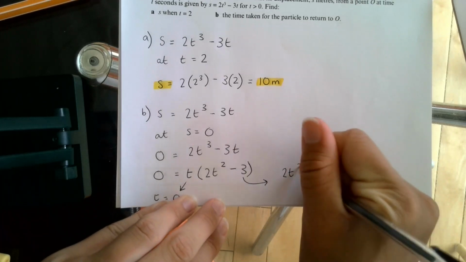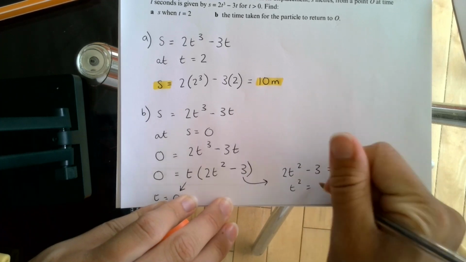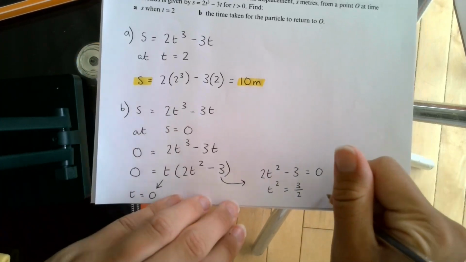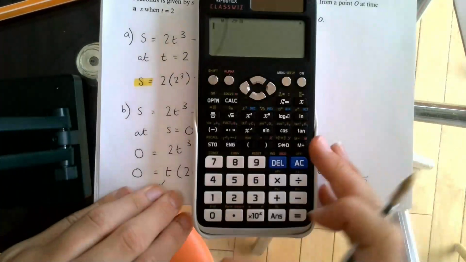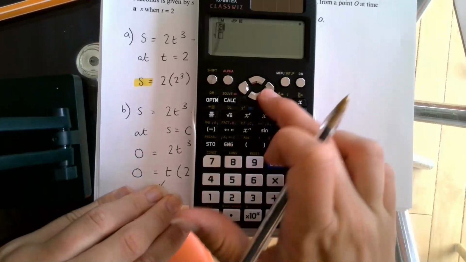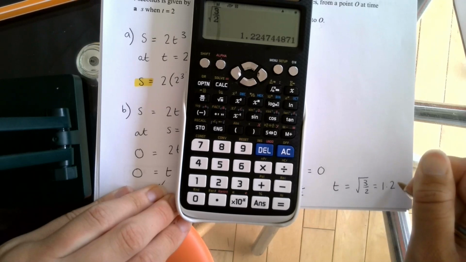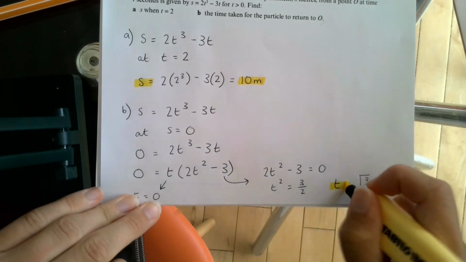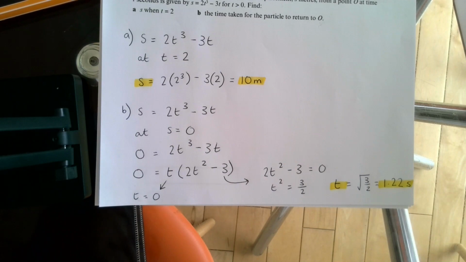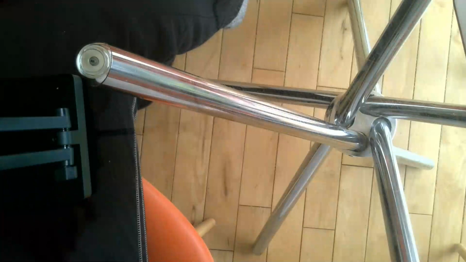So I've got 2t squared minus 3 is equal to 0. So therefore t squared is equal to 3 over 2. And then t is equal to the square root of 3 over 2. And I'll just do that on my calculator. Square root of 3 over 2 is 1.22 seconds. So the time taken for the particle to return to 0 is 1.22 seconds. That's my answer. Okay, right, let's move on to example 2.